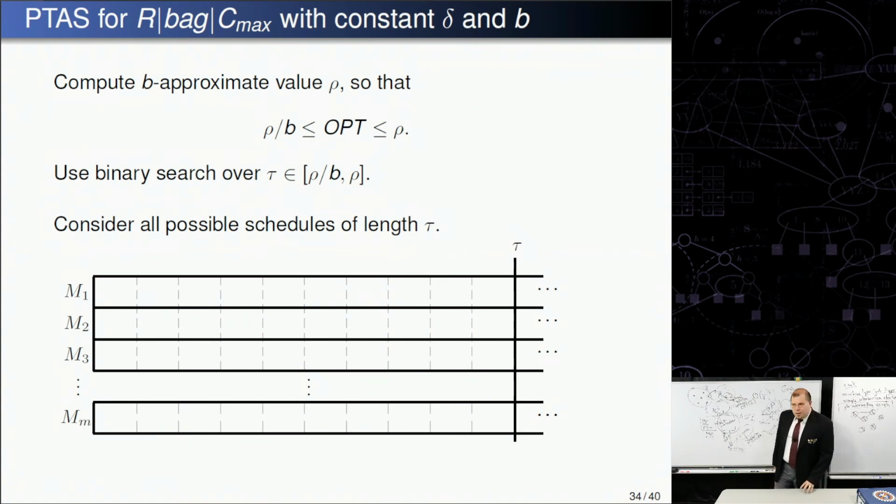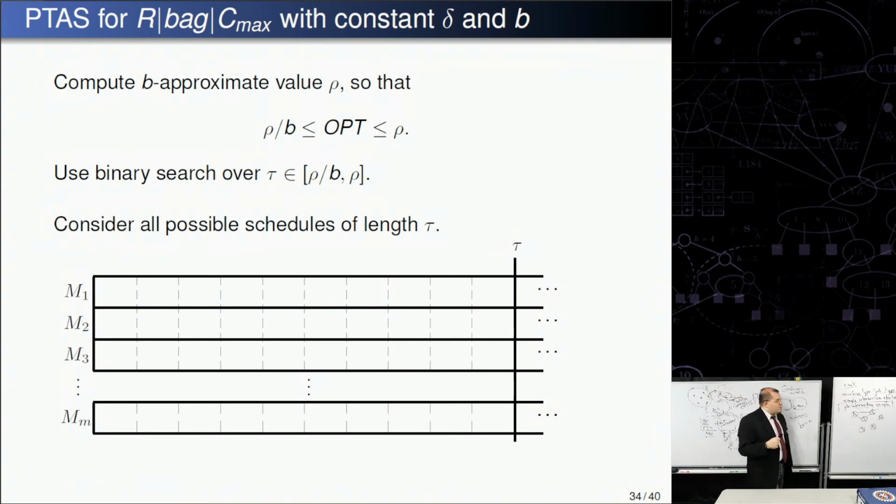So I'm going to show you just the general gist of how we can design a PTAS for unrelated parallel machine scheduling when we have bag constraints in place, under two conditions. One, that we assume the number of machine types is constant, and two, that the number of bags is constant. So I'm going to assume that those two parameters are constants. The first step in my algorithm is to compute a B approximate value that captures this bound I have on the screen. You can design such an algorithm using network flows.